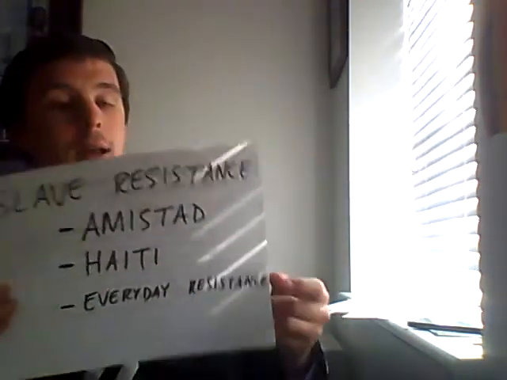Let's start with the Amistad Rebellion. The Amistad Rebellion began when a group of enslaved people, or people who'd been captured from Africa, on board the slave ship named the Amistad, managed to free themselves on the 1st of July 1839, and they took control of the ship and tried in vain to sail back to Africa.